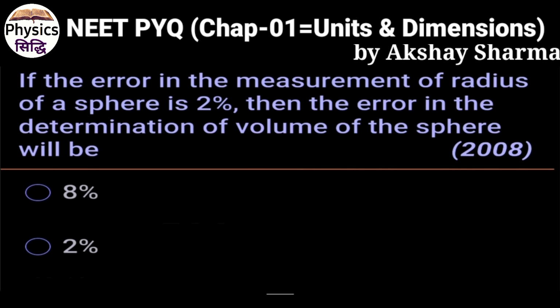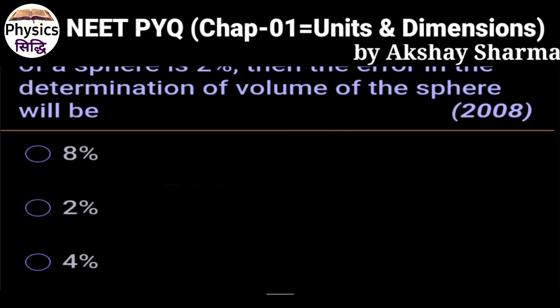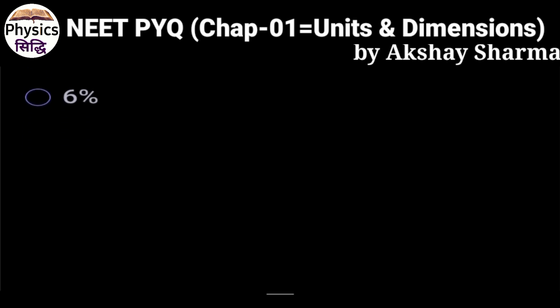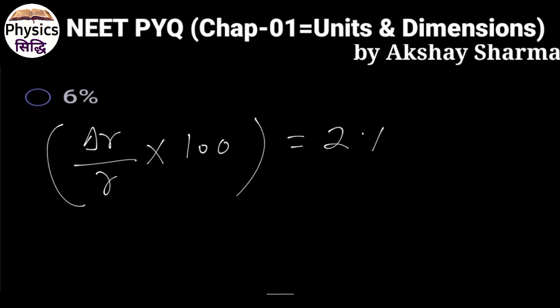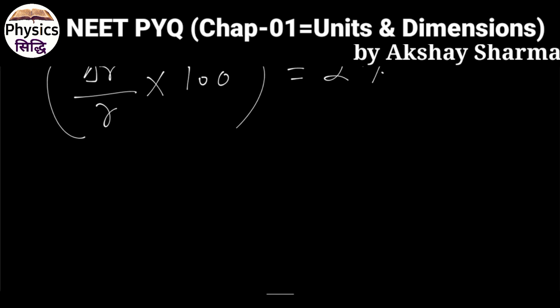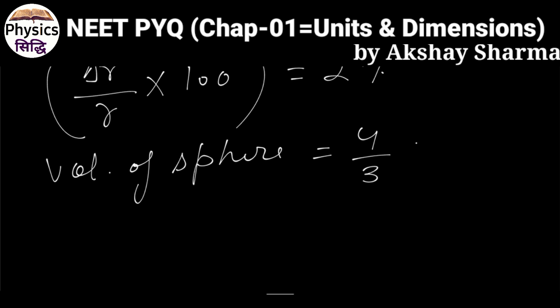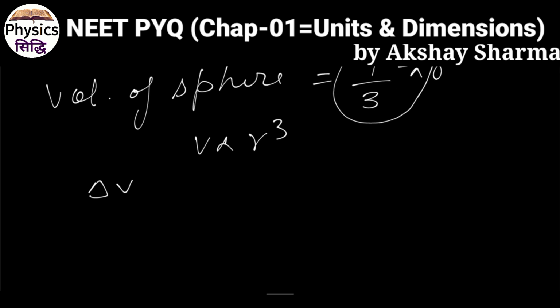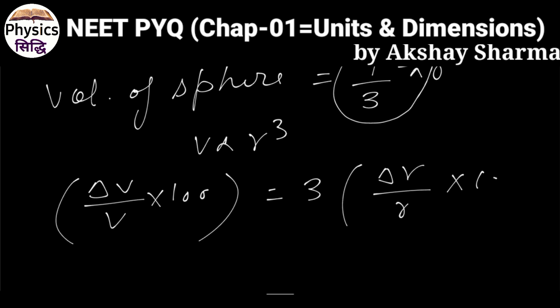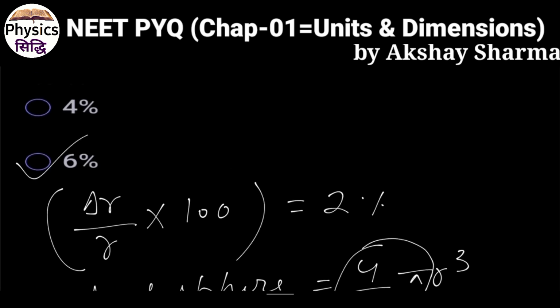Now next question. If the error in measurement of the radius of a sphere is 2%, then find the error in volume. So the error in radius means delta r upon r into 100 will be 2%. For the error in volume, you have to remember the volume of a sphere. The volume of a sphere will be equal to 4 by 3 pi r cube. This quantity 4 by 3 pi is useless. So volume is directly proportional to r to the power 3. It means delta V upon V into 100, the percentage error in volume, will be equal to 3 times the percentage error in radius. Quite simple. 3 into 2, it means 6%. So in our case 6% is option 4.